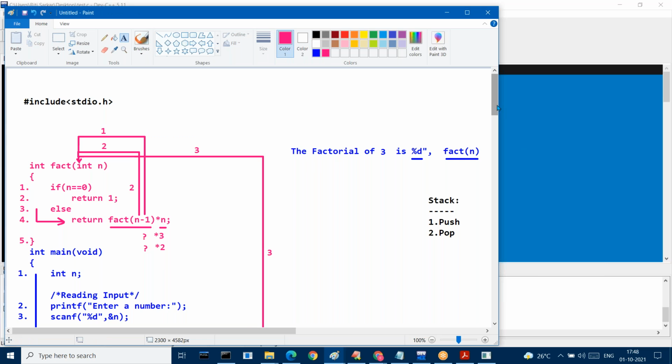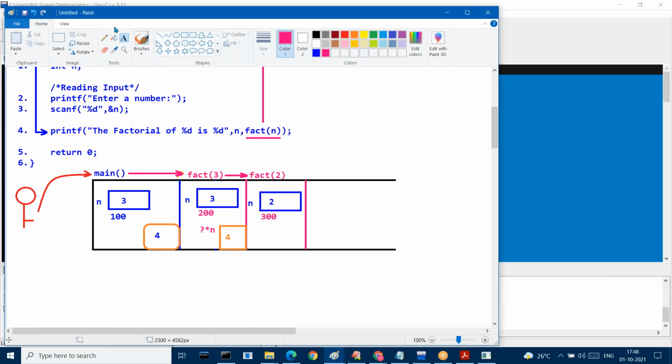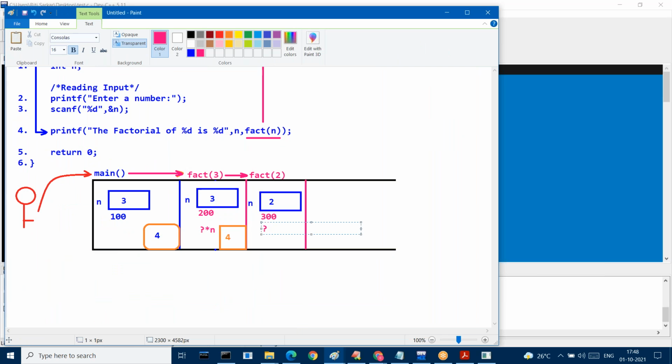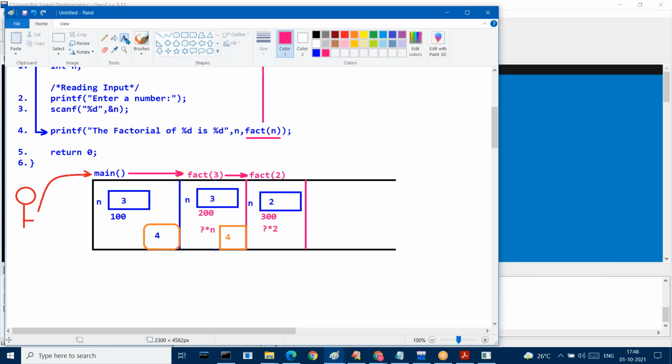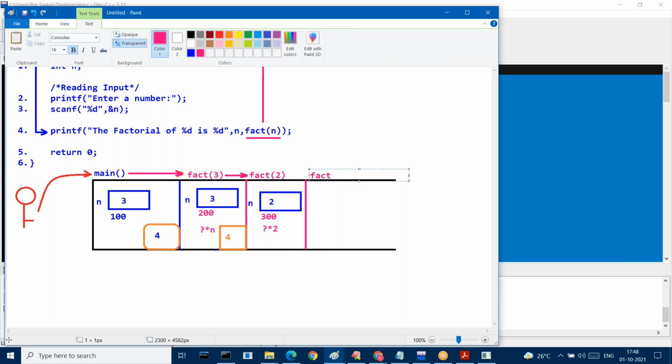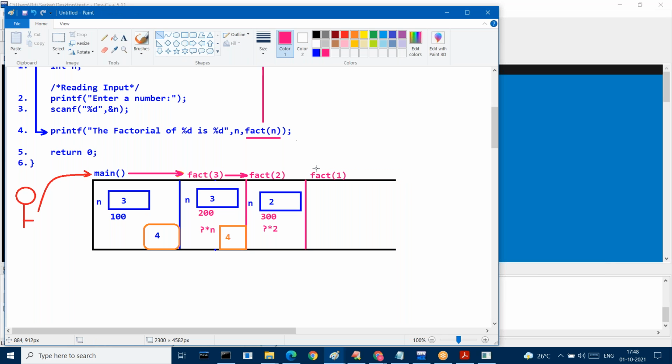So that means fact 2 has the same problem. Don't know the value, want to multiply with 2. And for that purpose, made a function call. What is that function call? Fact 1. Who called this? Fact 2 called this. So fact 2 is the caller.